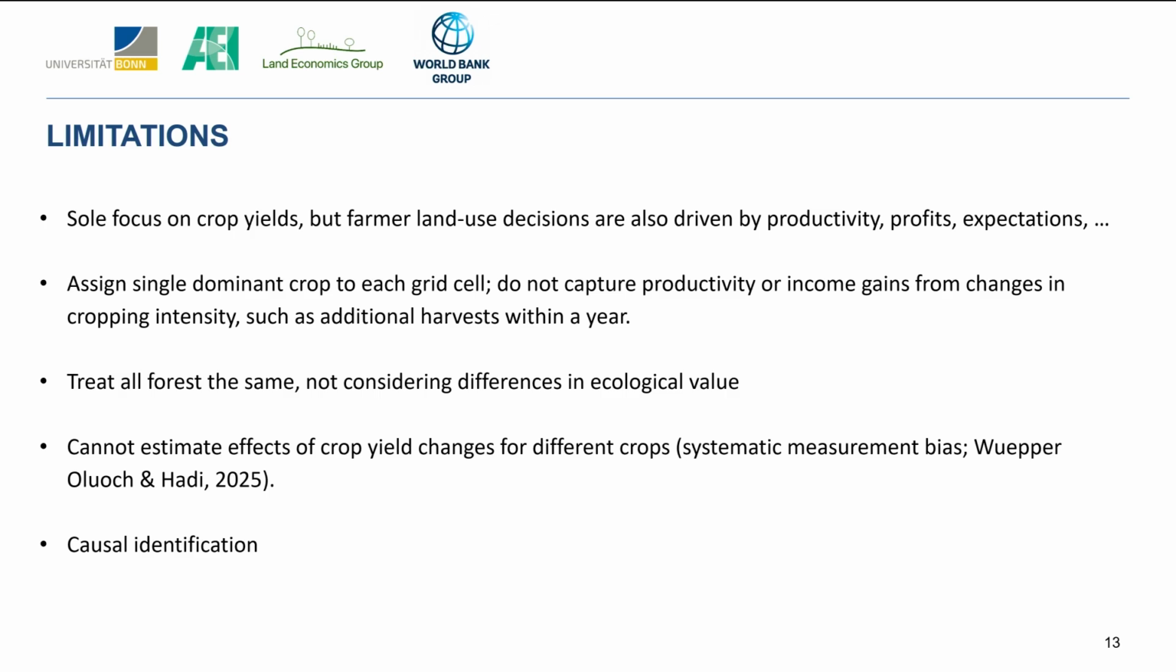Then from an ecological point of view, we are also not considering ecological value. Obviously there are forests that are great for biodiversity, super valuable, and then there are forests where nobody cares whether that forest exists or not. We treat every forest the same. And then the causal identification part, that's what I mentioned. We are right now strengthening this part. But so far the focus was on providing the big picture, understanding the general pattern, and we didn't want to focus on one particular channel and one particular kind of crop yield increase.